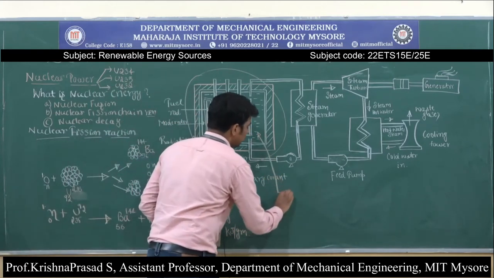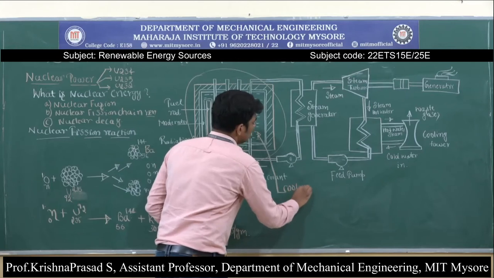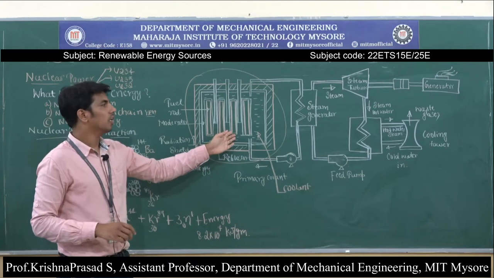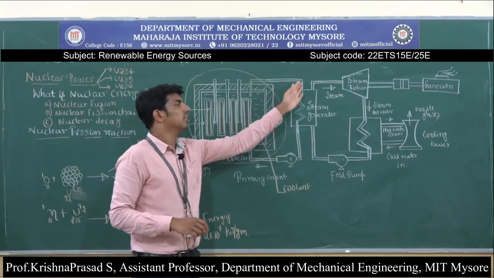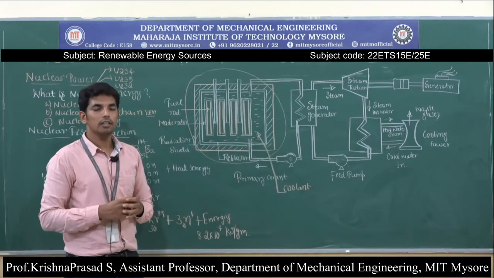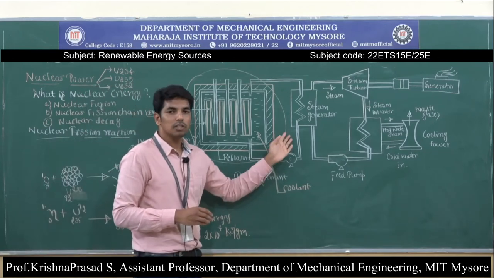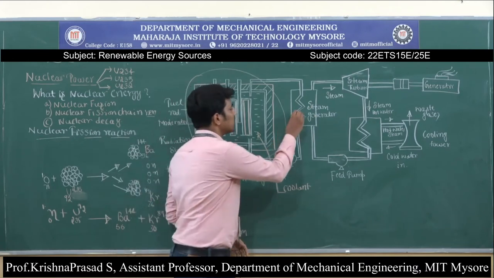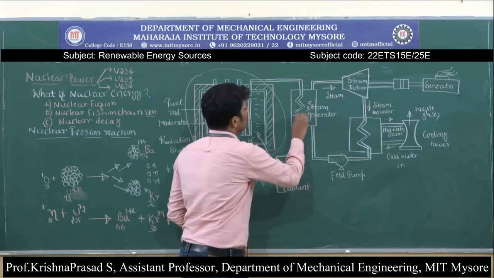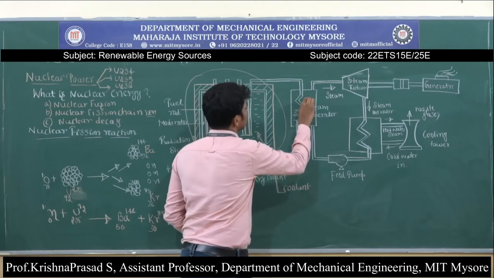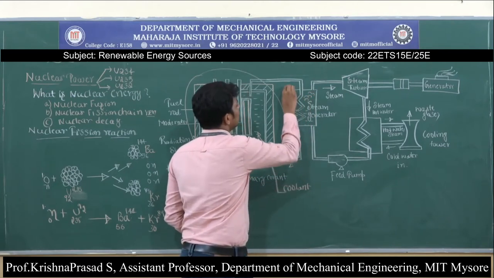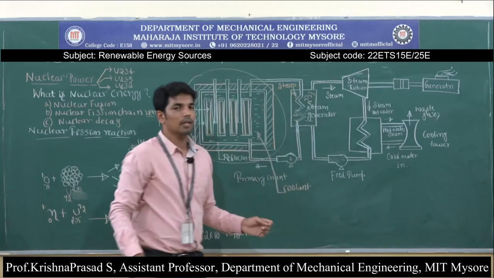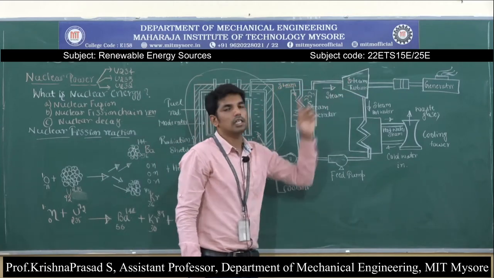It is absorbed by the coolant in the nuclear reactor, and this coolant passes through the tubes of the heat exchanger, and transfers its heat to the water in the steam generator. Whenever it transfers its heat to the water in the nuclear steam generator, steam is liberated, and this steam is then made to flow over the steam turbine.